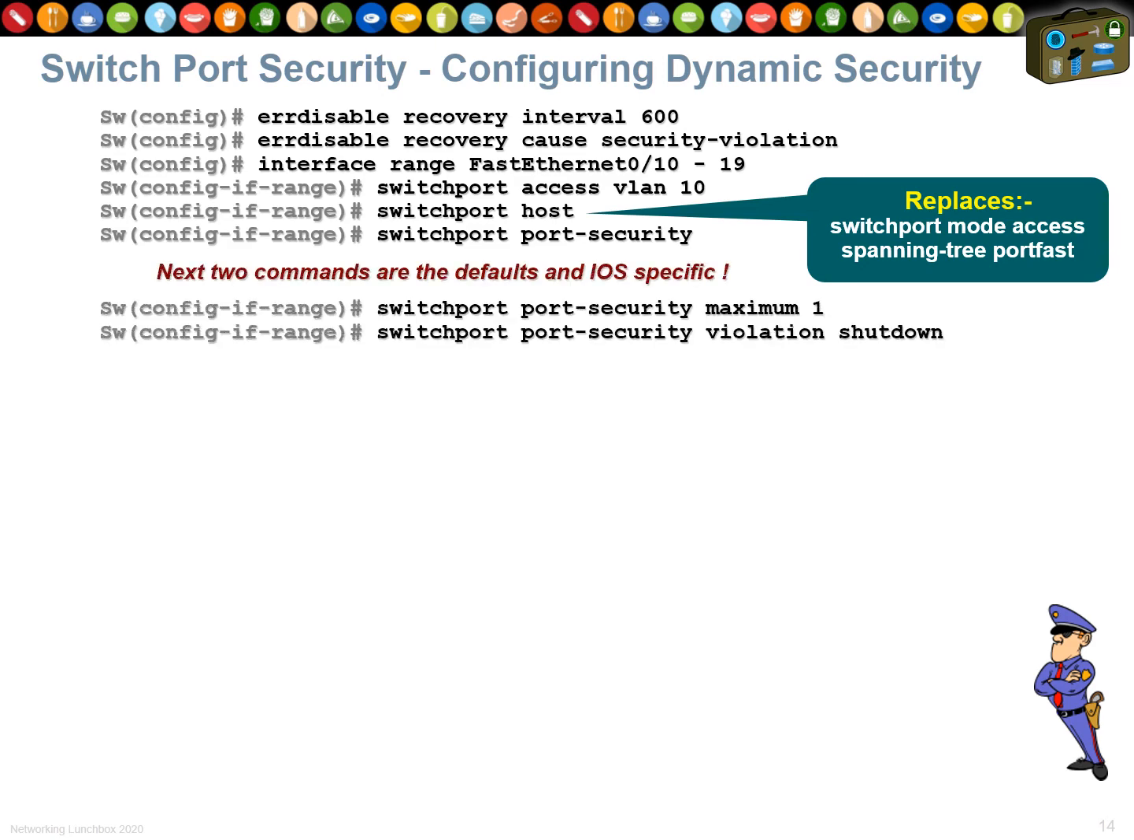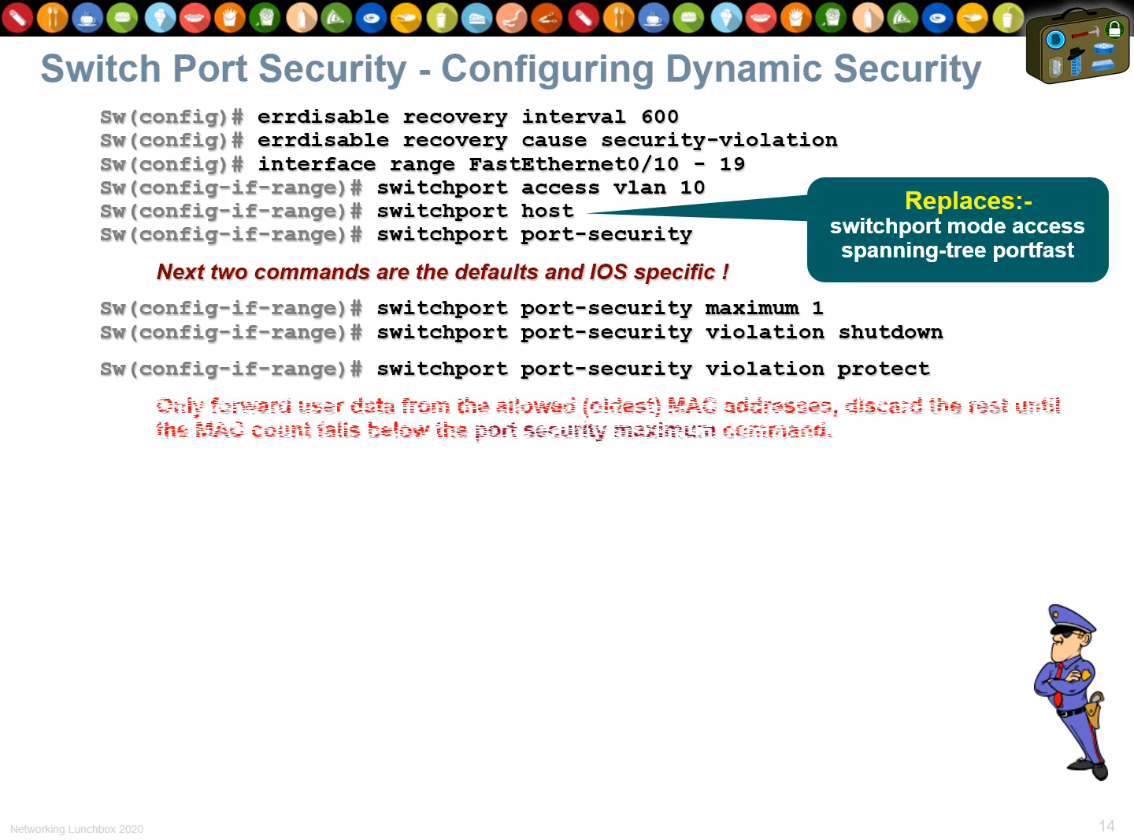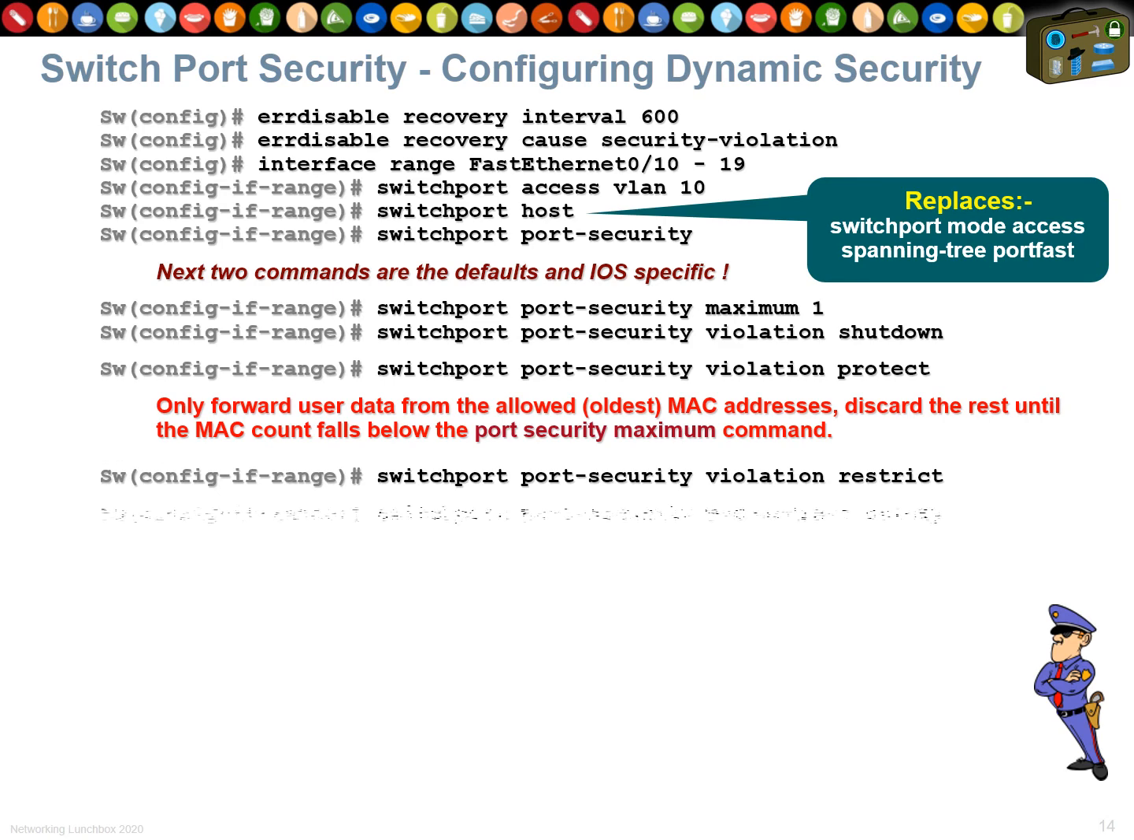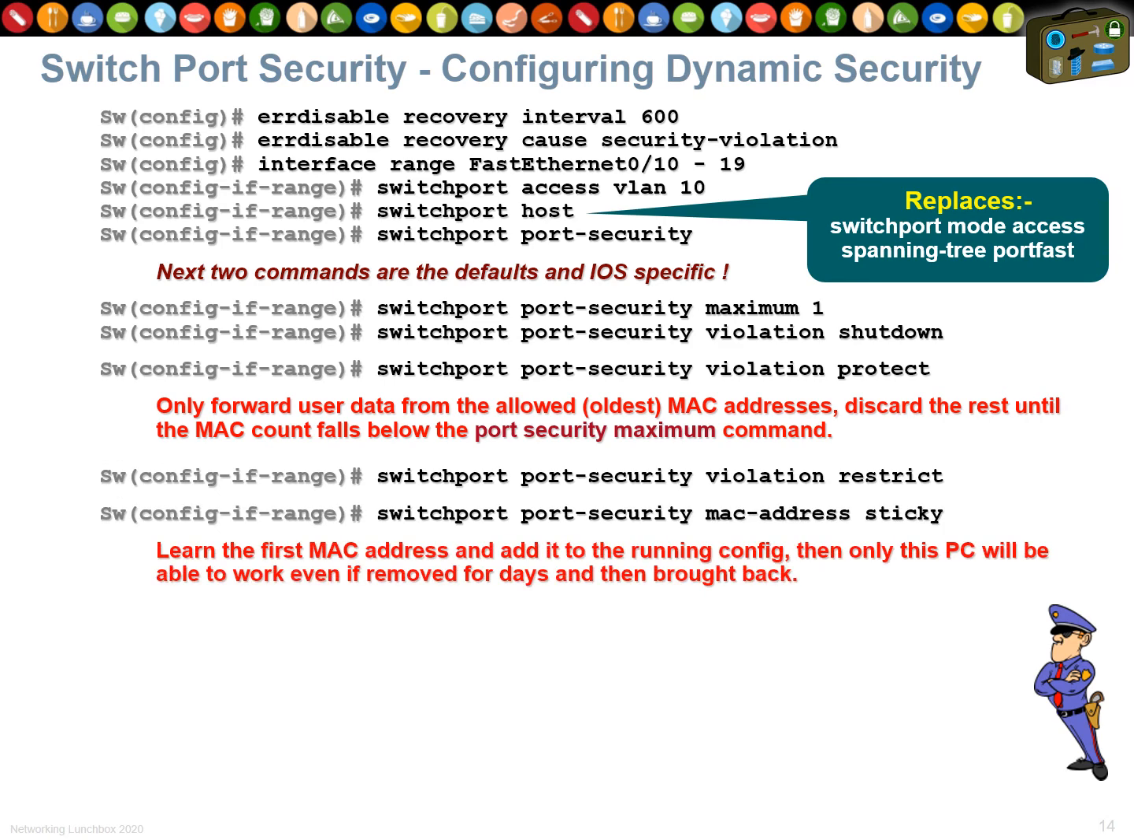By default, the maximum allowable MAC addresses to be learned is 1, and if more than one MAC address arrives on this interface, the port will go into shutdown. The error disable will go into shutdown mode. These are the defaults. So if you type these in, in the running config they won't be there because they're the default. So there are two other sorts of violations which are useful, and one is protect, and the next one is restrict.